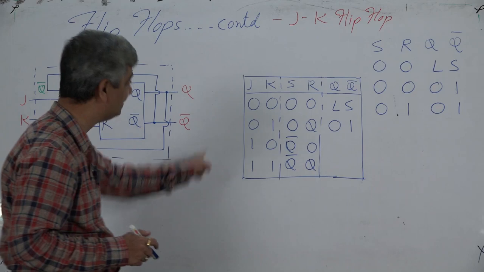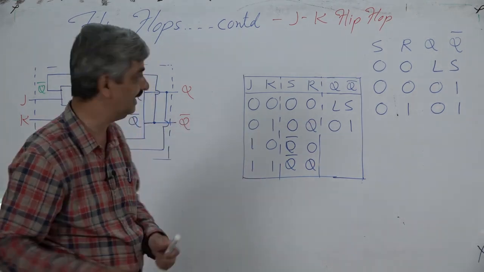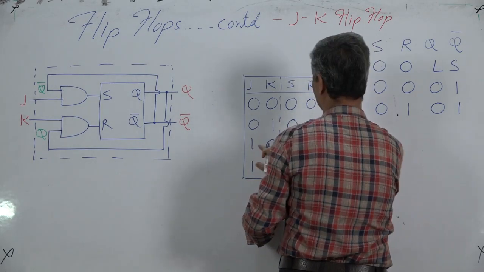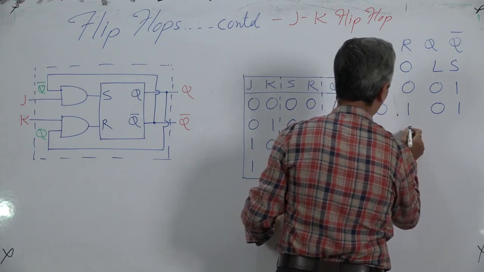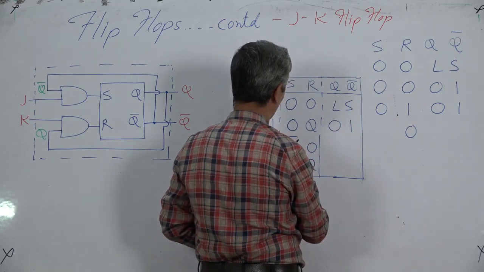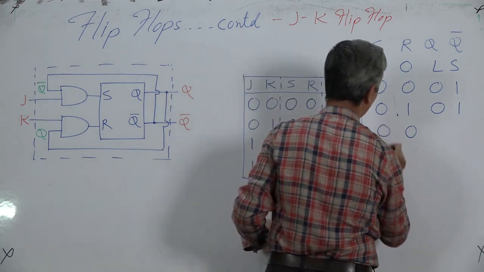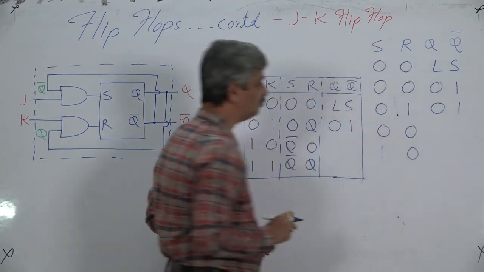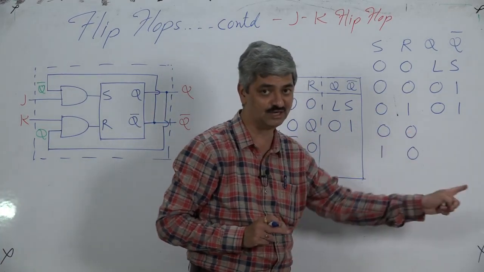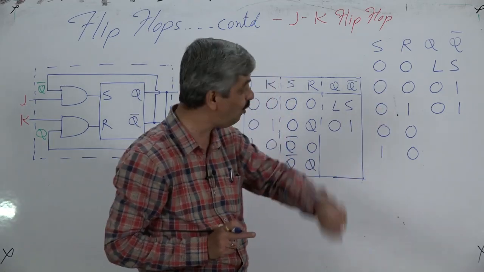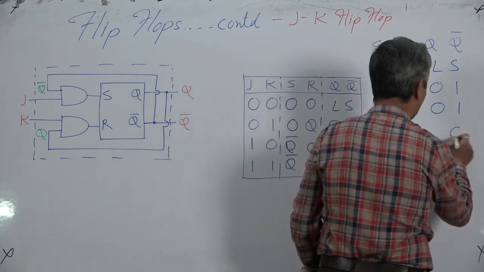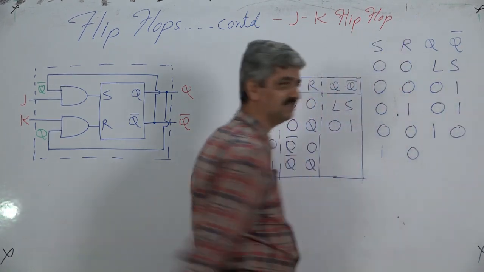Now, when J is 1 and K is 0, exact replica. So, here J is 1, K is 0 leads to R equal to 0 and S equal to Q bar. S equal to Q bar. So, Q bar can be 0, Q bar can be 1. So, if Q bar is 0, SR becomes 0, 0, last state is continued. What is last state? Q bar is 0 and Q is 1 is last state. So, Q bar is 0 and Q is 1, this last state is continued.